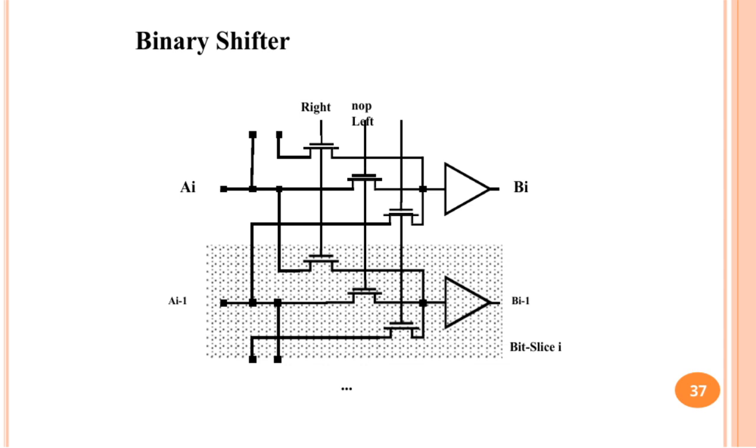The term NOP, under left, suggests a no operation, or that the shift might not occur in that direction under certain conditions. The term bit slice I indicates that this operation applies specifically to the ith bit slice, implying that the shifter processes data one slice at a time. Understanding how these bits move and interact is fundamental for grasping how shifts affect binary values in computing processes.